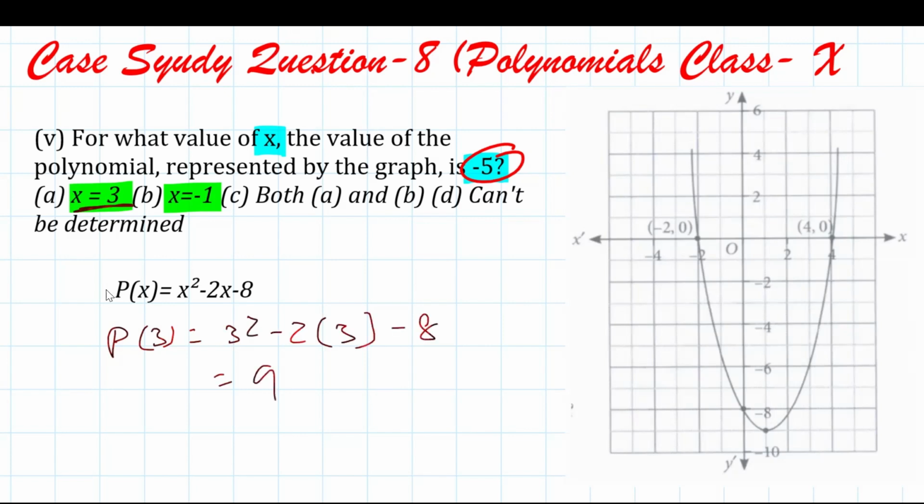So this is 9 minus 6. 2 into 3 is 6, minus 8. 9 minus 6 is what? 3. 3 minus 8 is minus 5. So yes, this one is correct.